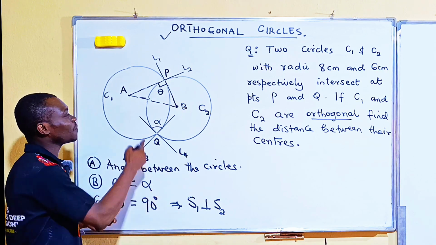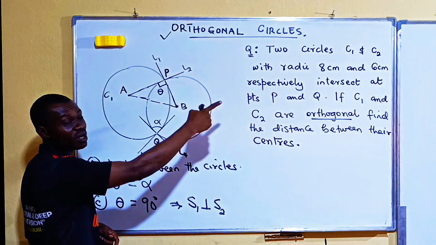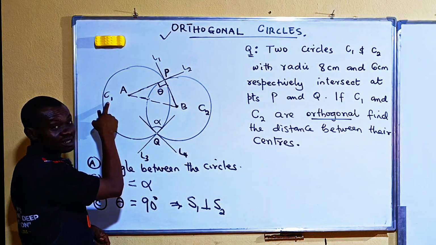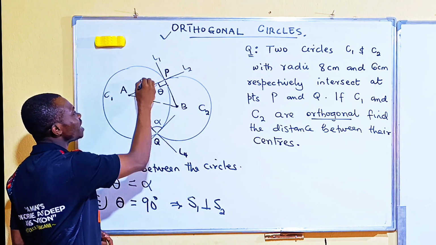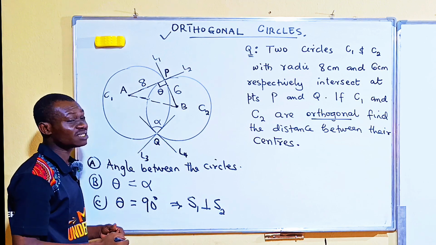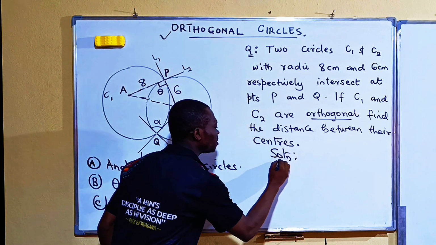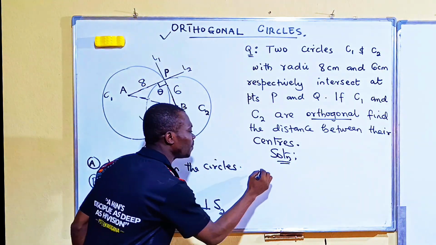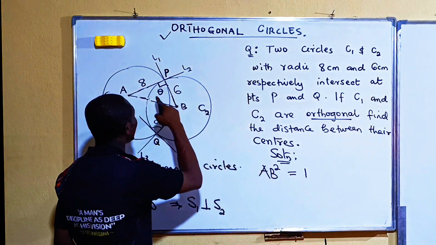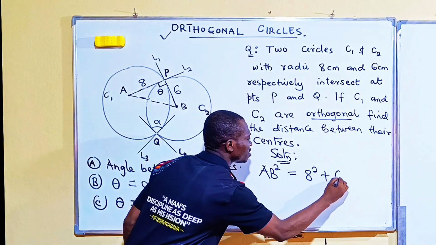So all you need to do now is to get the value of that hypotenuse. From the question, we are told that the radius of the bigger circle C1, I've actually changed this to C1 and then C2, is 8 centimeters, while the radius of the other circle is 6 centimeters. So the solution to this problem is that by Pythagoras theorem, the square of the hypotenuse is equal to the sum of the squares of the other two sides, which is going to be 8 squared plus 6 squared.